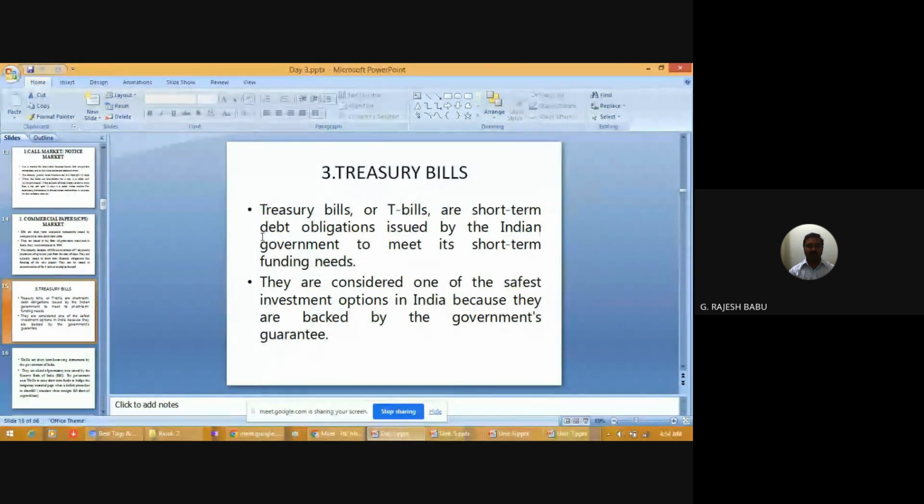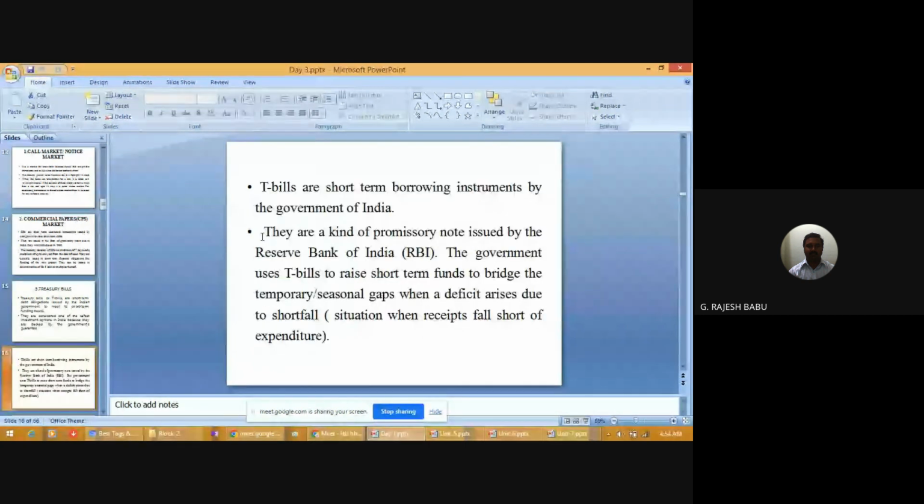Some breakdown of bills are: treasury bills or T-bills are short-term obligations issued by the Indian government to meet its short-term financial needs. It's a guaranteed one because the government issues the treasury bill. The treasury bills are short-term borrowing instruments of the government of India. They are a kind of promissory note issued by the Reserve Bank of India.